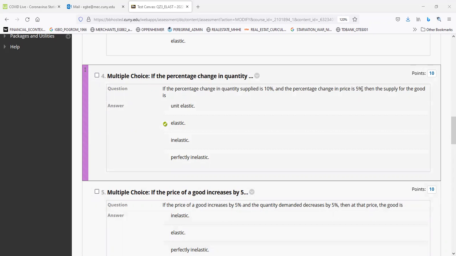You get 2. You don't get 2%. You get 2. Okay. Because this is percent divided by percent. So what you get is 2. You get it? Yeah. Good. And we said if percentage change in quantity supplied divided by percentage change in price is greater than 1, what do we say?